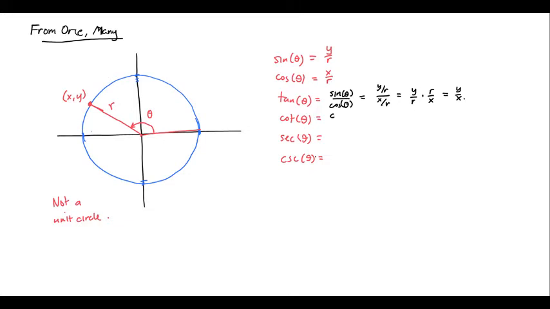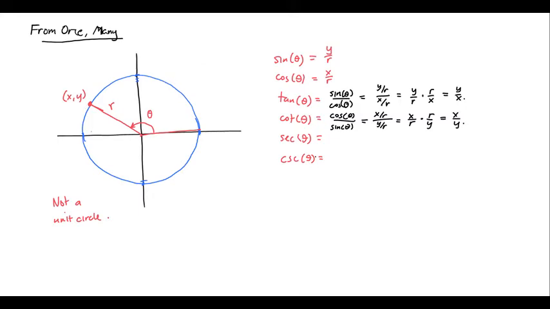Okay, cotangent theta is going to be a similar story. I'm going to have cosine of theta over sine of theta. You may remember that cotangent of theta is just 1 over tangent of theta. That also can be an easier way of seeing this. Cosine of theta is x over r divided by sine of theta, which is y over r. That's going to give me x over r times r over y, which comes out to x over y.